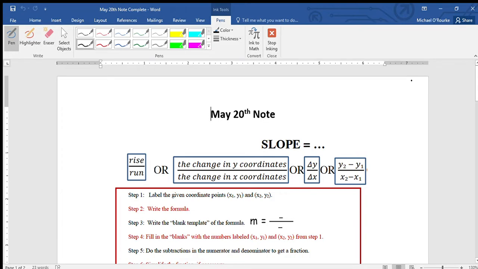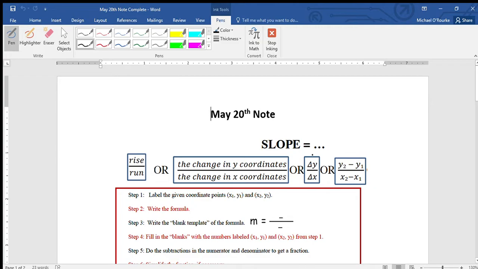Alright, so today we're going to take a look at how to find slope using 2 points of a line, 2 coordinates that fall on the line. So just to review, slope we learned originally was rise over run. Rise over run. So really, we're taking a look at the change of the y coordinates, which would be the rise, over the change of the x coordinates.